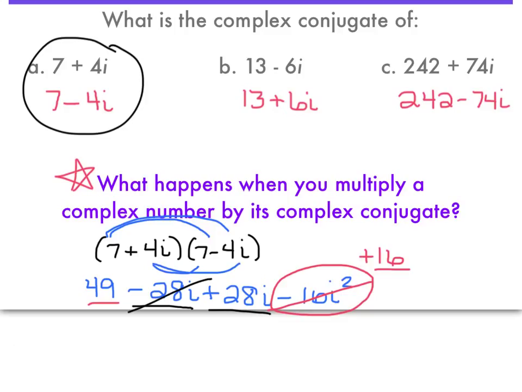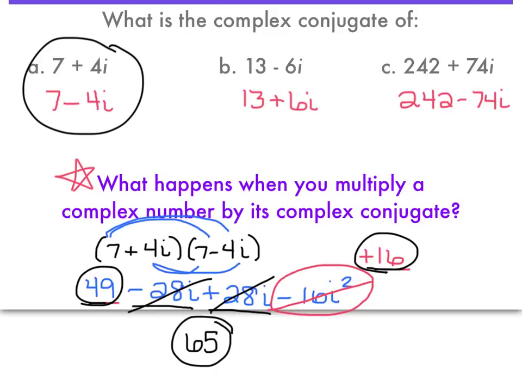Hopefully you see that those are going to cancel out. And so really all you're left with is 49 plus 16, which is 65. So your final answer on this one is just 65. Now, what's the advantage to that? Well, the advantage to that is you came down to just a single whole number, a real number, okay?